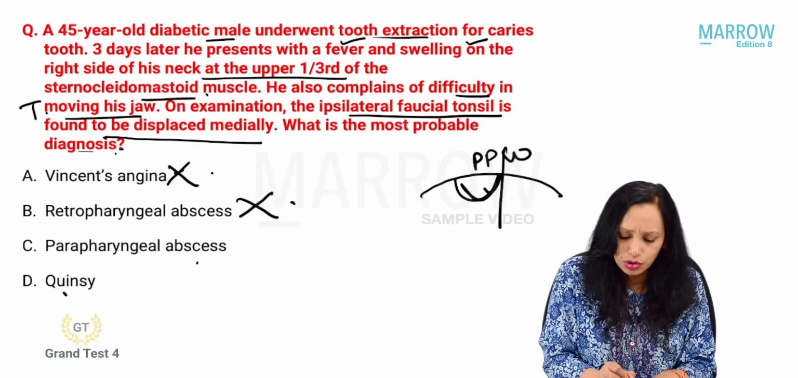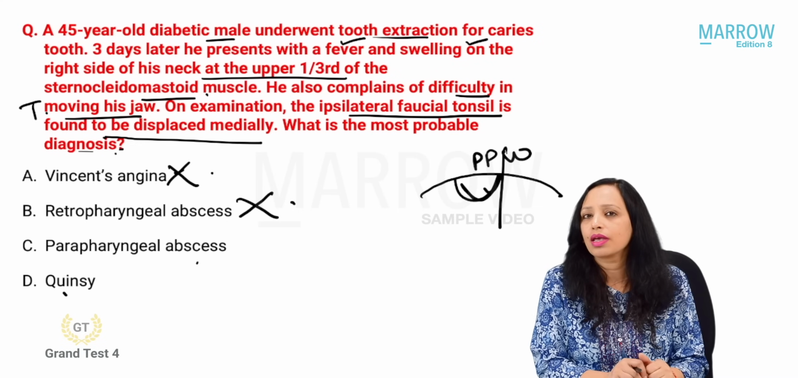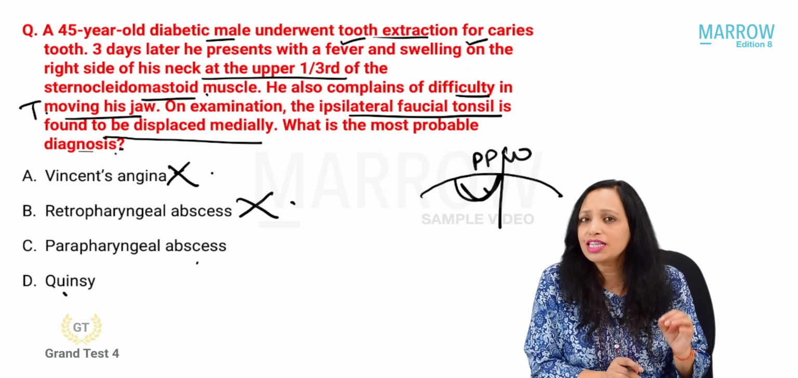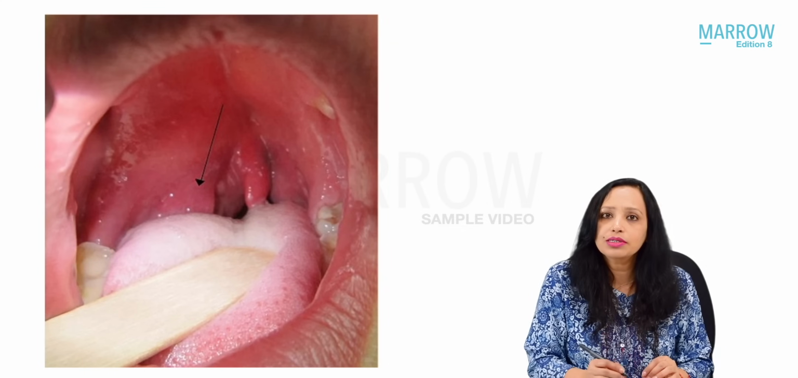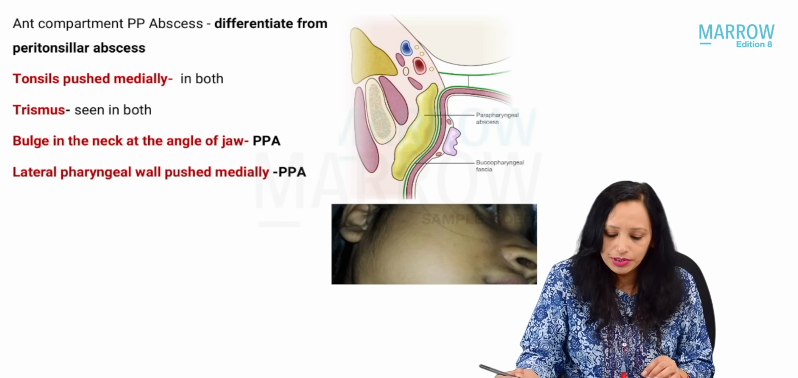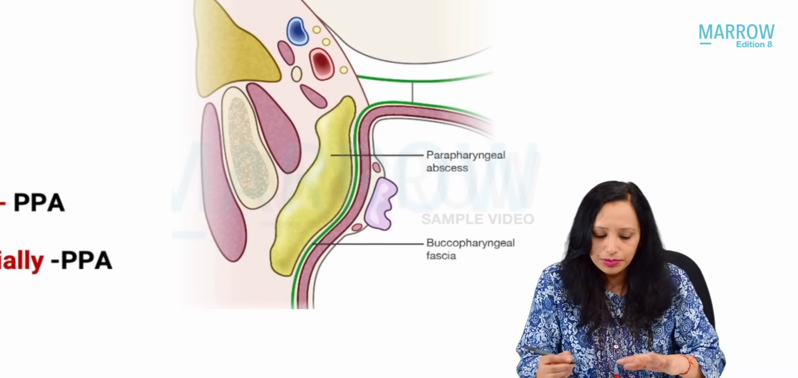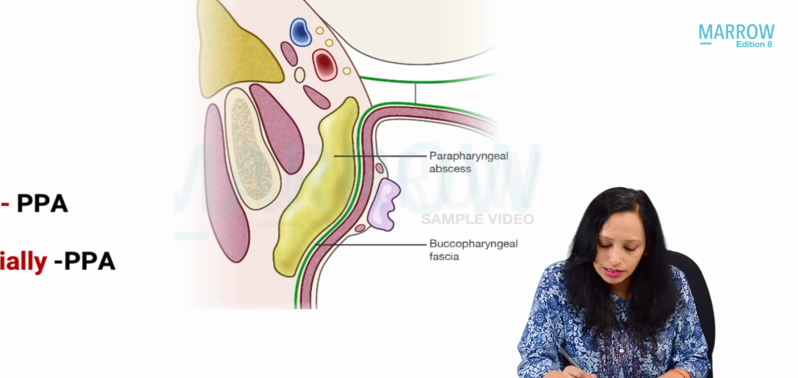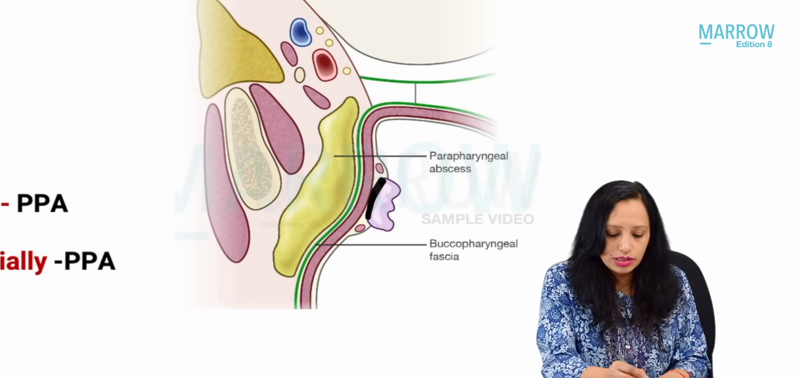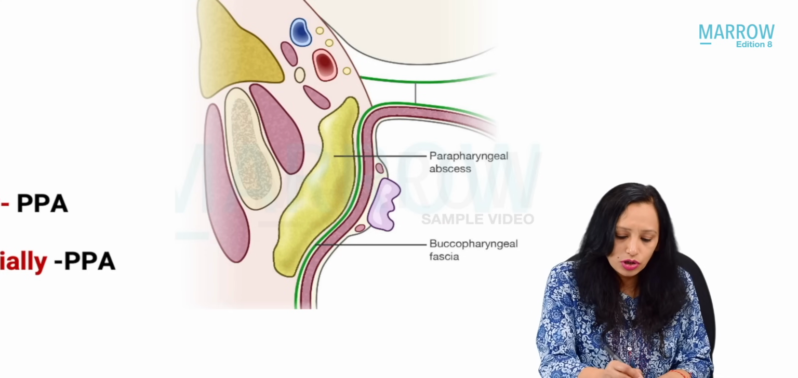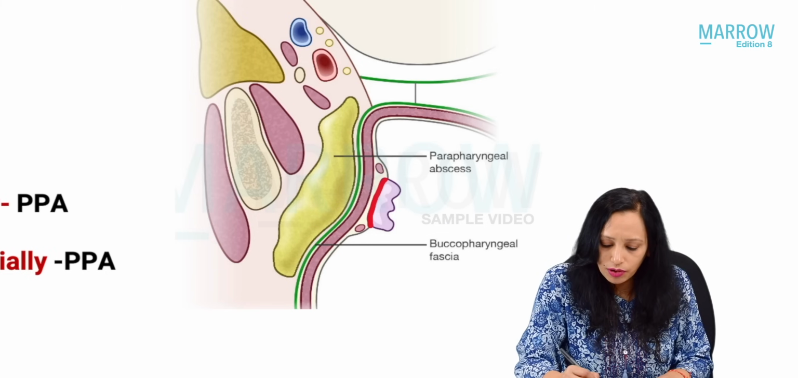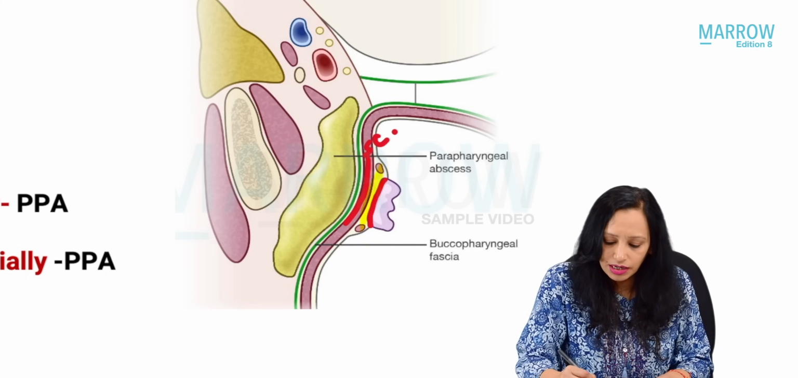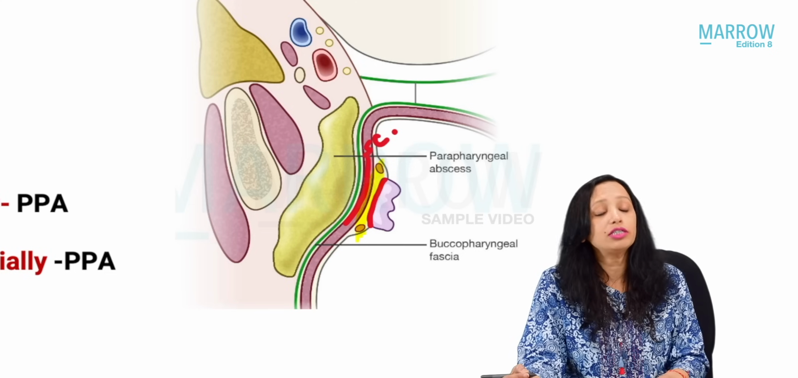The last choice we have is quinsy. Can this be quinsy? What is quinsy? Quinsy is peritonsillar abscess. Where is the abscess? In peritonsillar abscess, there is abscess lateral to the capsule of tonsil. The capsule of tonsil is formed by the pharyngobasilar fascia. So, in between the capsule of tonsil and the superior constrictor muscle, in this space here, we have pus. This is the peritonsillar space.